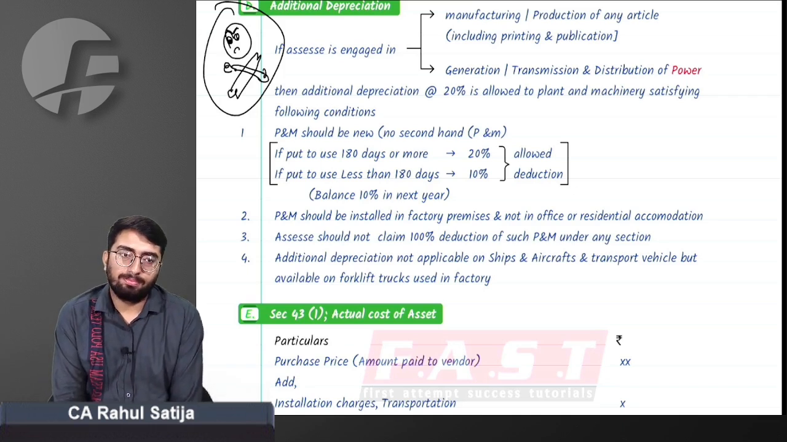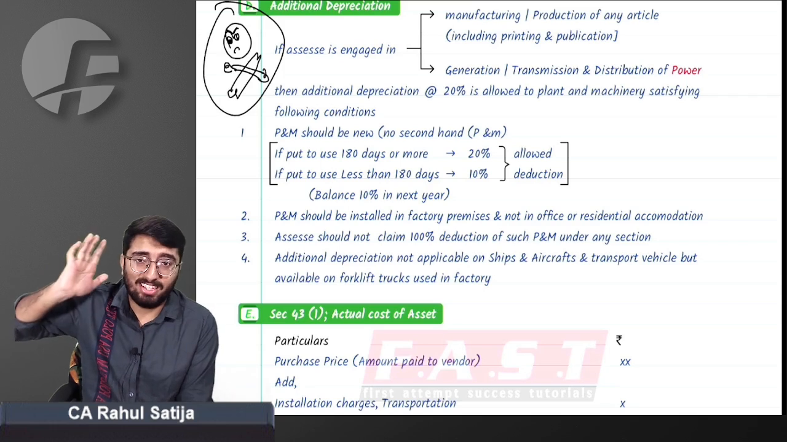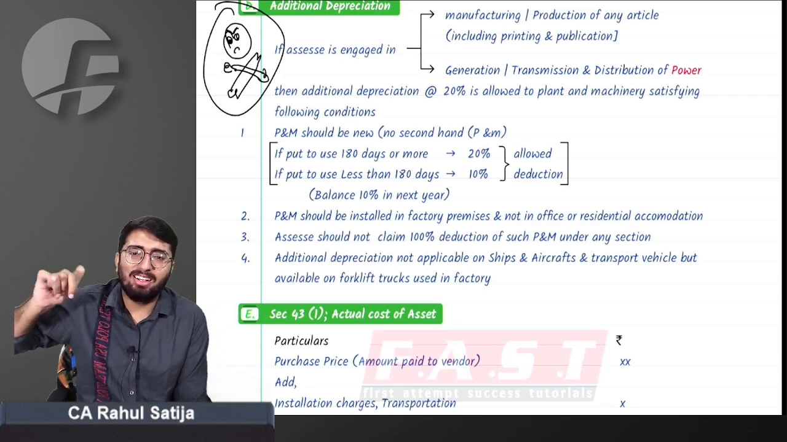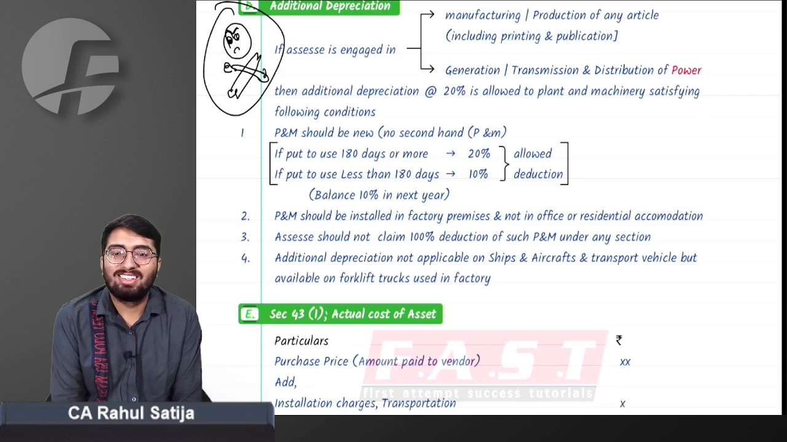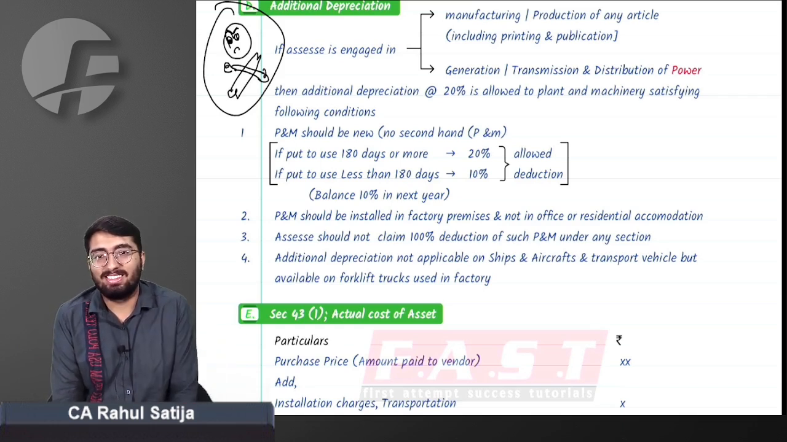The next point. Till now we have studied that we have to add it to WDV, we have to charge depreciation, we can charge additional depreciation, and if we sell, we have capital gain. Sir, what is to be added to WDV? The amount which section 43(1) provides.